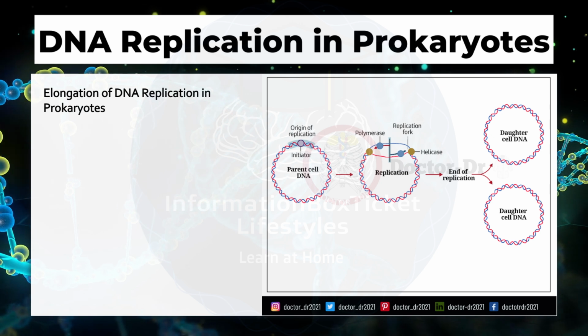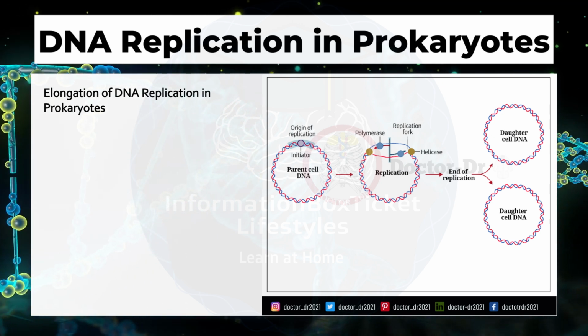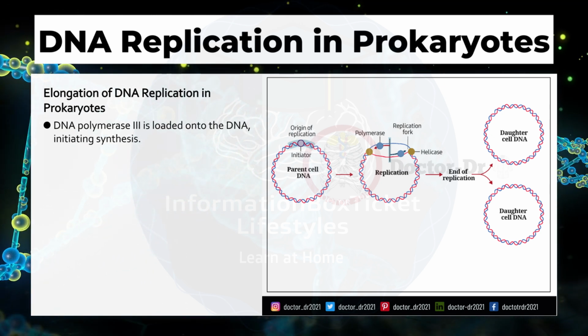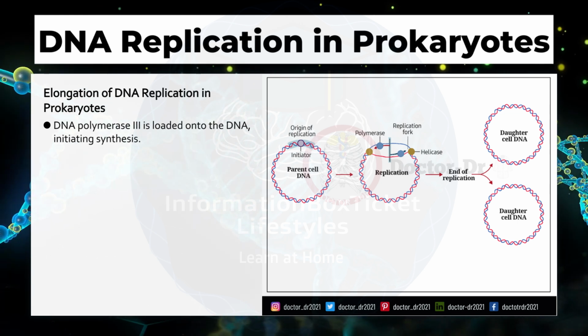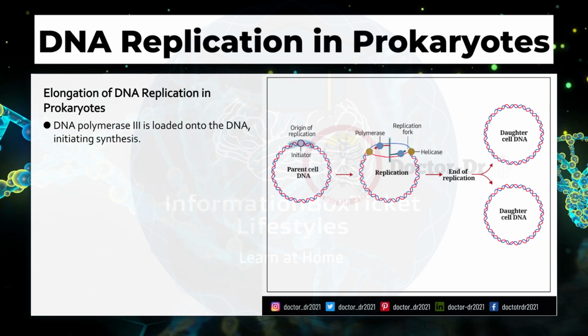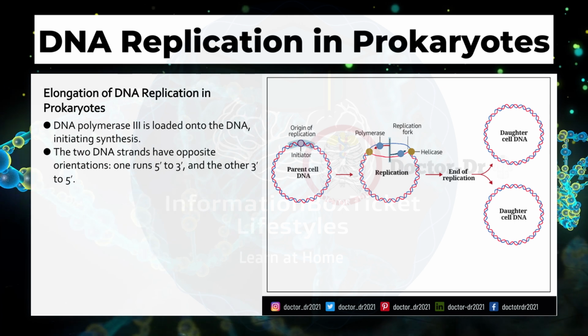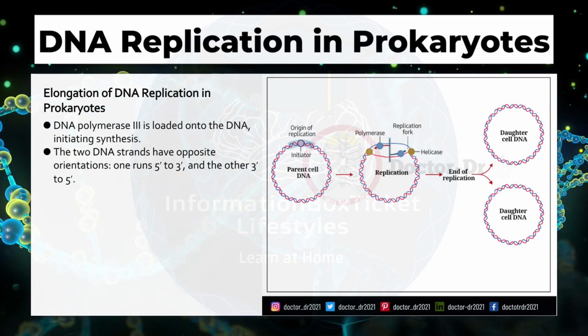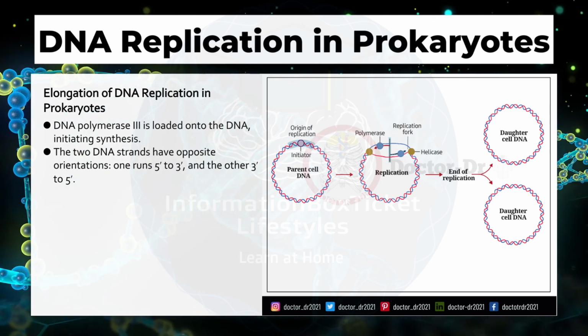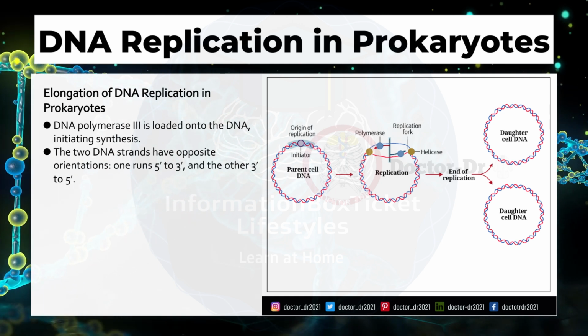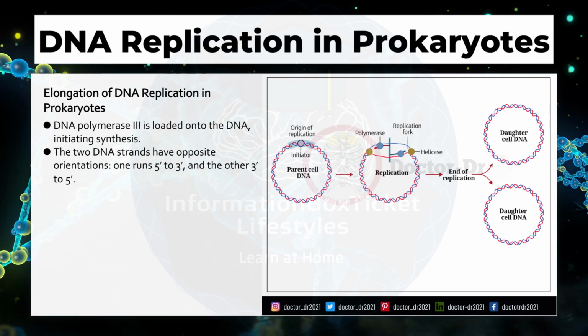Second, elongation of DNA replication in prokaryotes. DNA polymerase III is loaded onto the DNA, initiating synthesis. The 2 DNA strands have opposite orientations. One runs 5' to 3', and the other 3' to 5'.